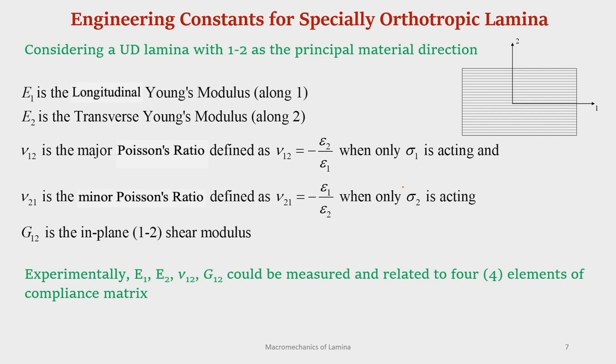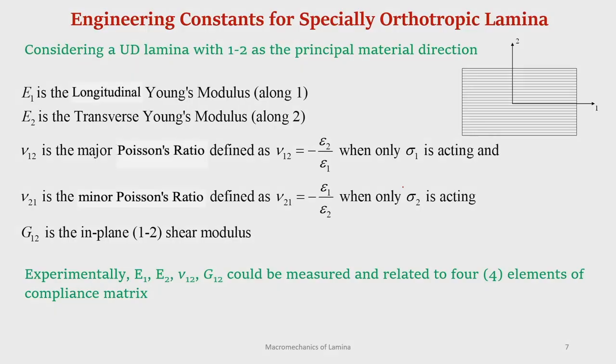We have discussed already that for isotropic material we have only two and we do not need any suffix, it is only E and nu. But in case of orthotropic material we need Young's modulus with a suffix because it is direction dependent, therefore we need E1, E2, E3. Similarly, we need nu 12, Poisson's ratio, nu 23, nu 31. In the same way we need G12, G23, G31 because they are direction dependent.